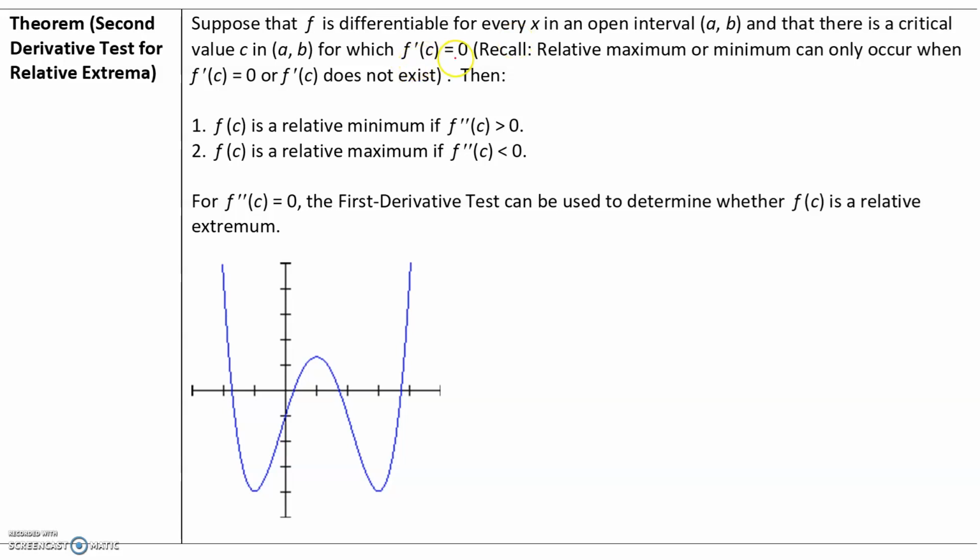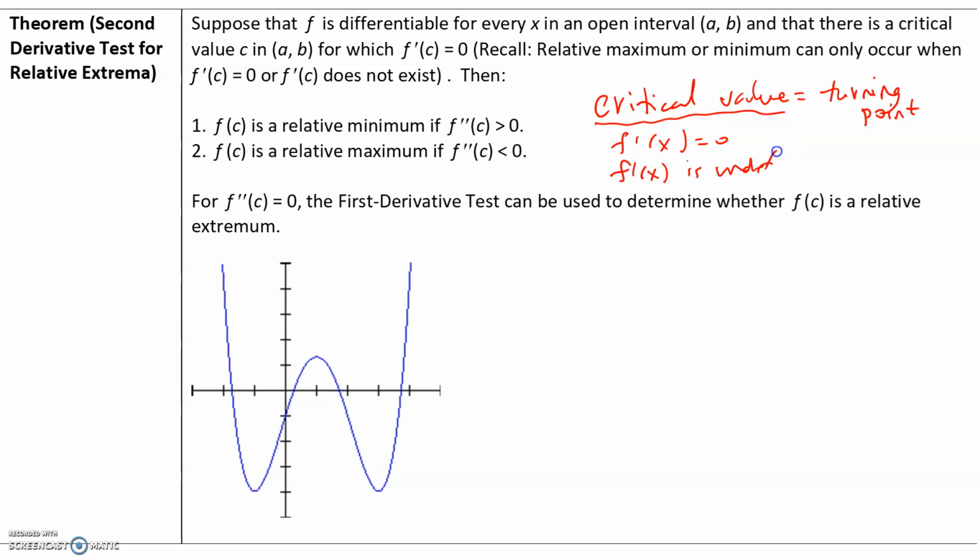Remember, a critical value is a turning point. So let's say we have a turning point in an interval. For a critical value, there are two conditions: either the first derivative is 0 or the first derivative is undefined. So if a critical value exists, which means the first derivative is 0 or undefined, then we can use the second derivative test to determine if that critical value is a local maximum or local minimum.